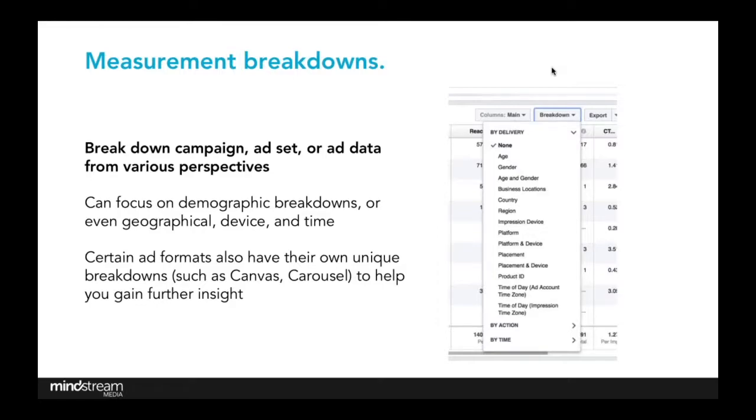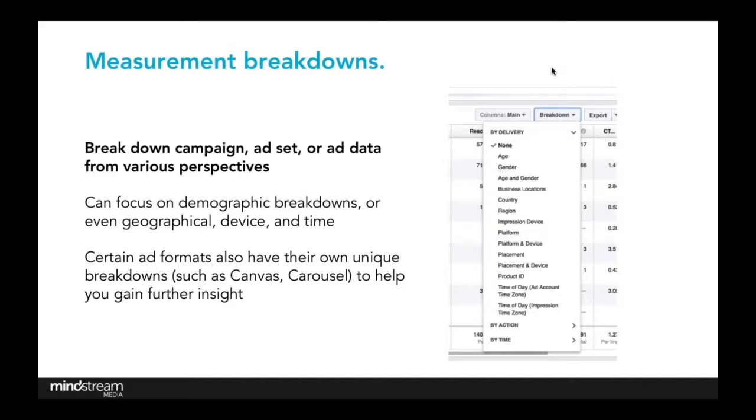And then once we implement the campaign into the market, it's really about analyzing those results and breaking those results down from various perspectives. So some of the things we can focus on are demographics like age and gender, but also things like country, region, your business locations. Something that Facebook just rolled out is DMAs as well. So making sure that you're getting that geo data that you need.